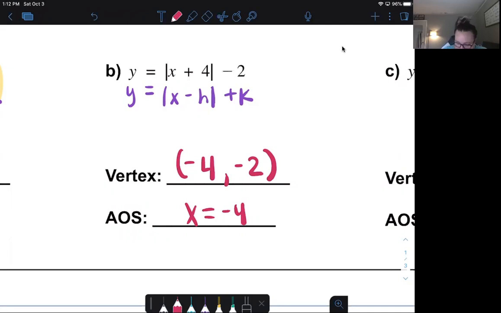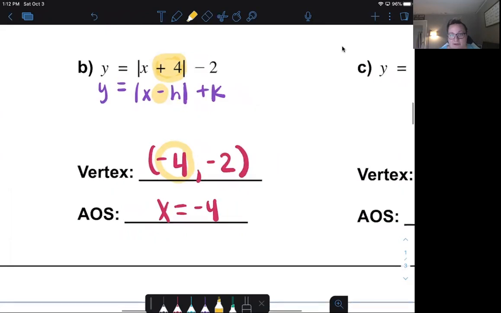So remember, h in the general form is being subtracted. So it always has the opposite sign in the point as it does in the equation. If it's a +4 in the equation, it's a -4 in the point.